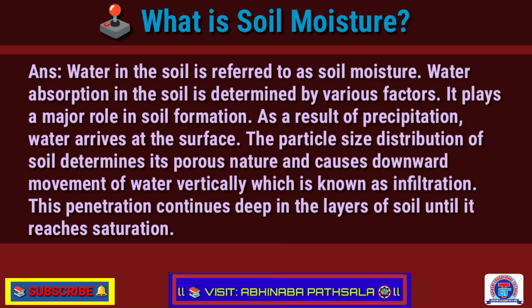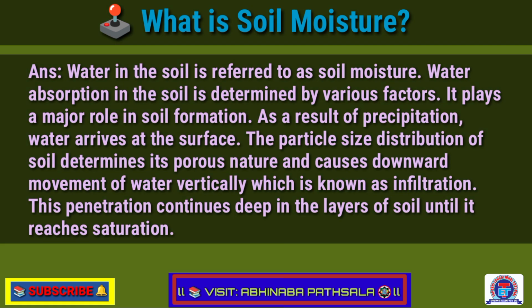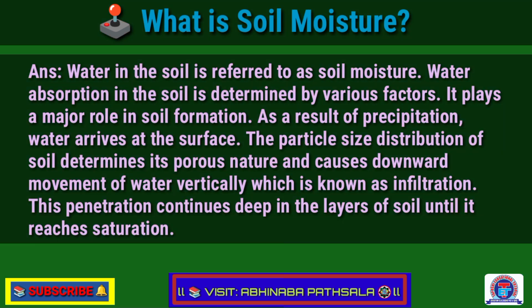Now we will understand soil moisture. Water in the soil is referred to as soil moisture. Water absorption in the soil is determined by various factors. It plays a major role in soil formation. As a result of precipitation, water arrives at the surface. The particle size distribution of soil determines its porous nature and causes downward movement of water vertically, which is known as infiltration. This penetration continues deep in the layers of soil until it reaches saturation, right?